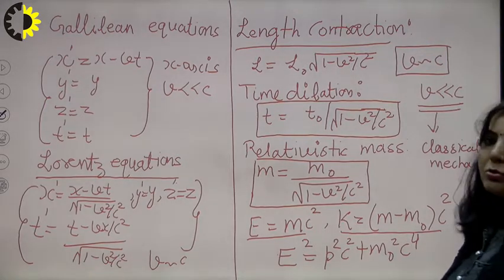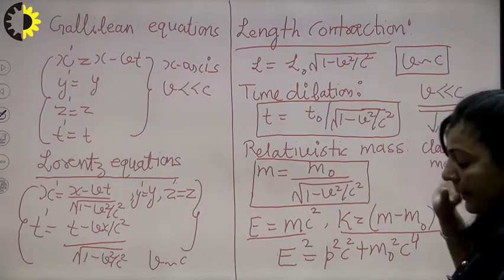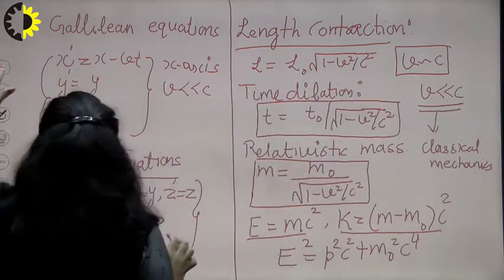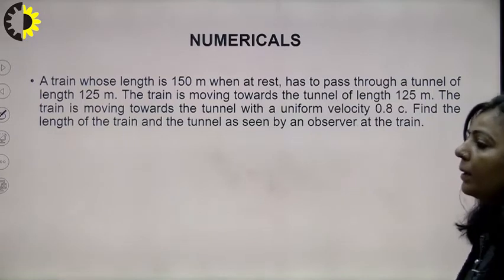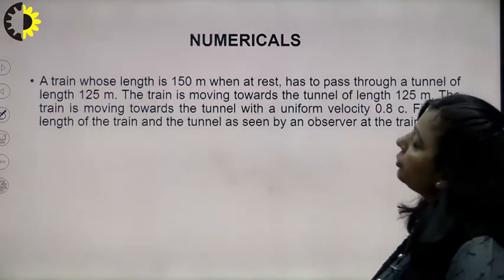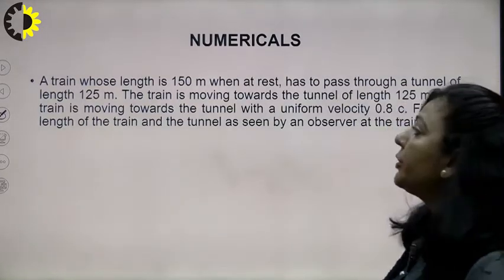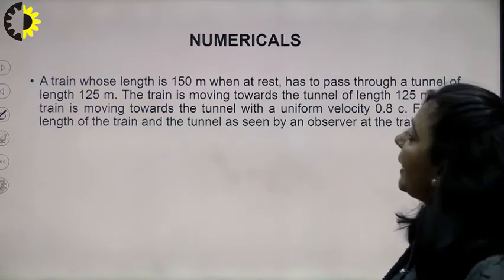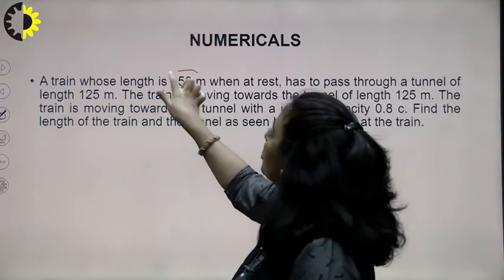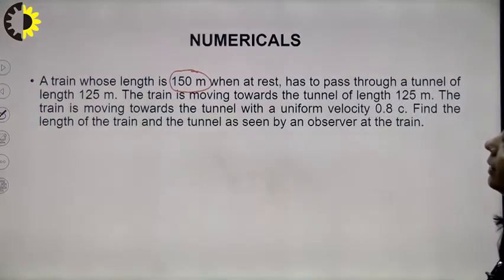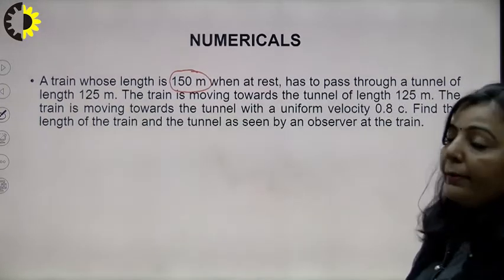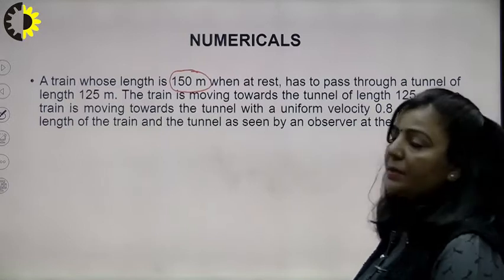So now I am going to solve a few numericals here. The first question which I am going to take is this. First you have to go through the question, that what is given in the question. A train whose length is 150 meter. So you have a train there, and the length of that train is 150 meter when it is at rest.